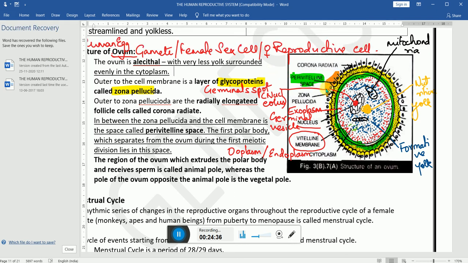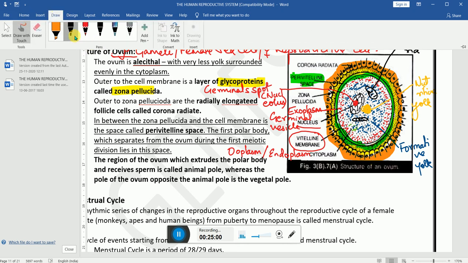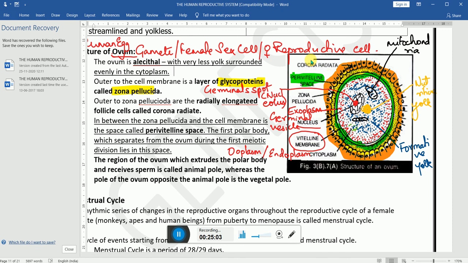The layer you see outside the zona pellucida, a layer of cells which appears in a radiating manner, is called the corona radiata. So you will remember this term, corona radiata. And this is shown in brown over here.